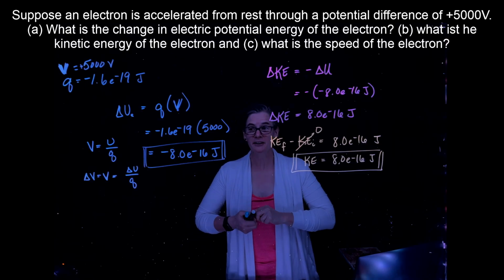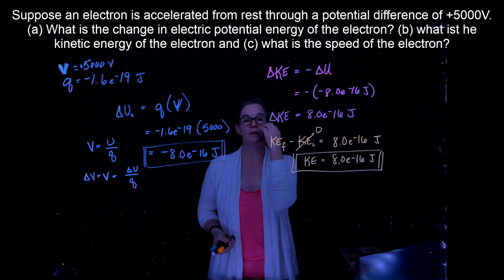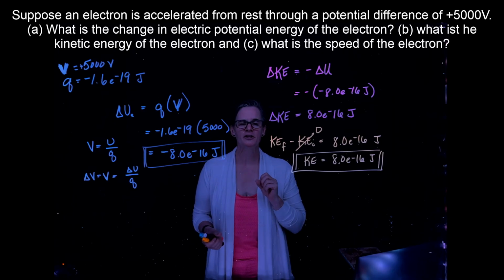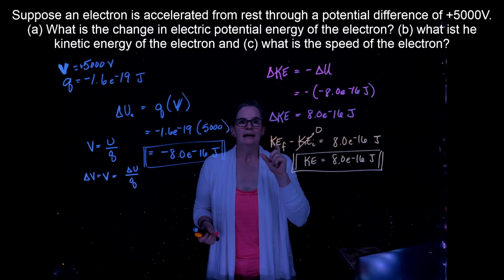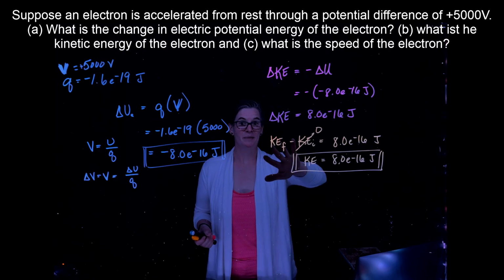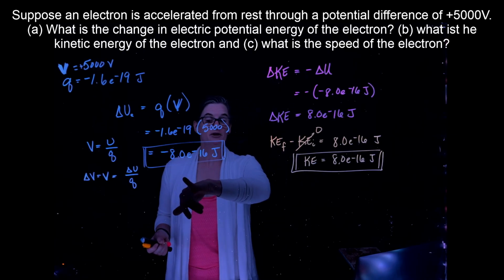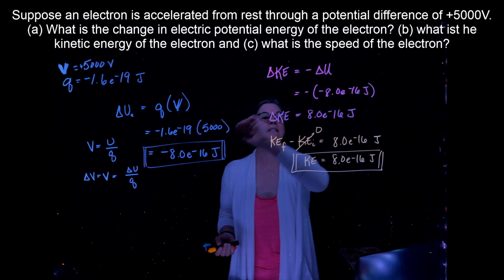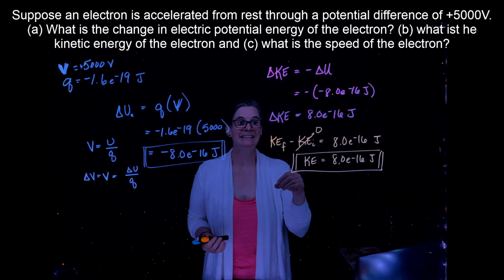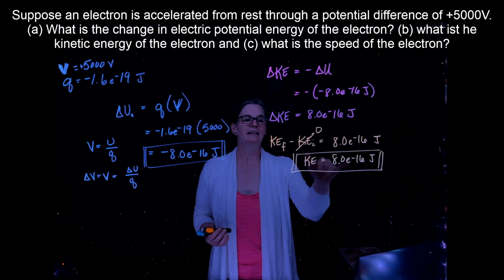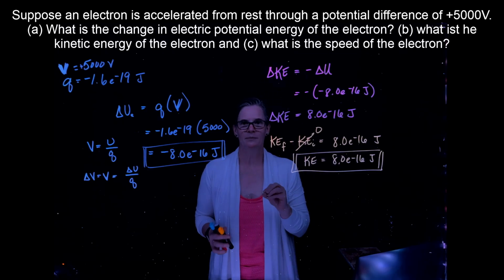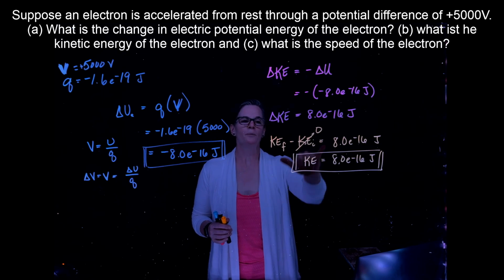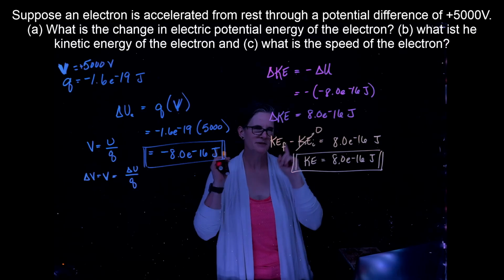If that electron was placed between those plates producing this electric potential difference, and it's already moving, then this would not be the case. We'd still have the same change in electric potential energy, and we'd still have the same change in kinetic energy, but the kinetic energy at the end of that motion is not necessarily the same. It's the same only because it started from rest. So just a reminder.